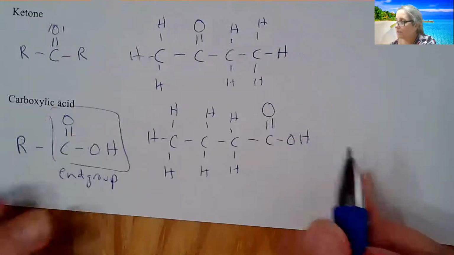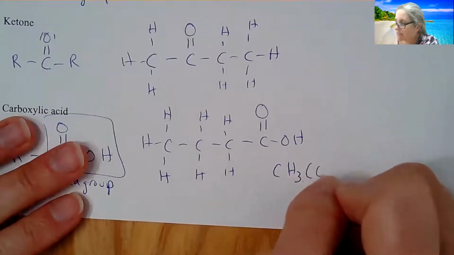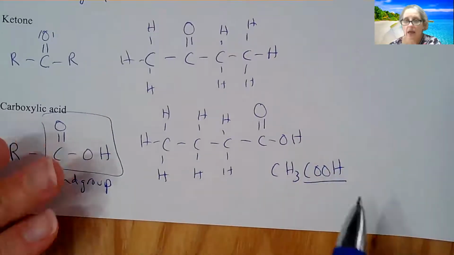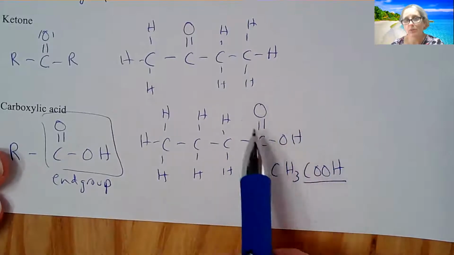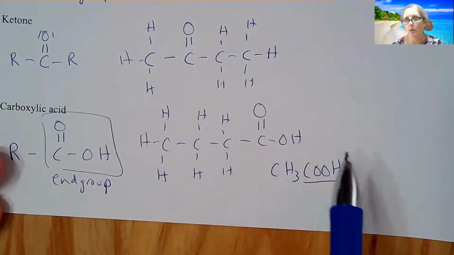And you already know one, it is acetic acid, and you sometimes see acetic acid written COOH. That is because that is how you abbreviate C double bond OOH in chemistry.